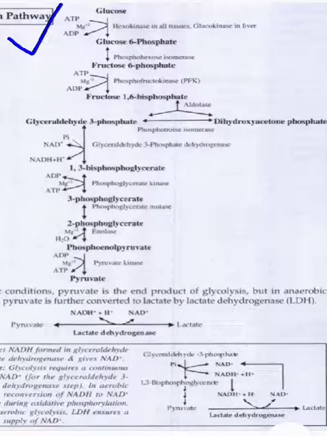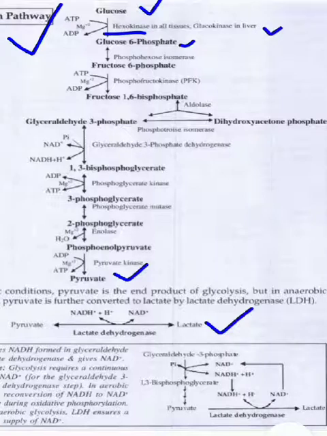Now coming to the pathway. Glucose is the substrate of glycolysis, pyruvate is the product in aerobic condition, and lactate is the product in anaerobic condition. Now let's see each step by step. Glucose is converted to glucose 6-phosphate in the presence of hexokinase. Hexokinase is present in all tissues, but in the liver the enzyme is glucokinase. Glucose 6-phosphate is converted to fructose 6-phosphate in the presence of isomerase enzyme.